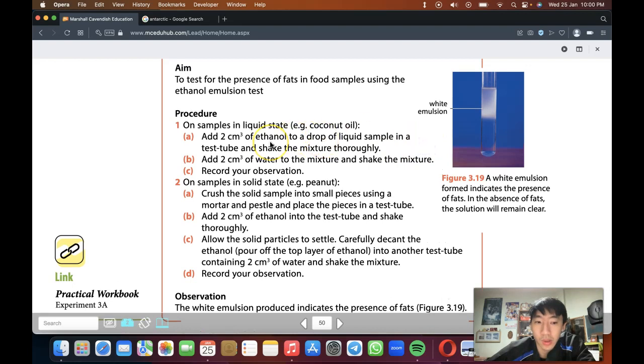So ethanol is a specific type of alcohol, similar to the wine or the beer that people drink, that is a kind of alcohol. In this case, ethanol, please don't drink it in the lab. It will do something when it mixes with the oil. If you record observation, what you will see is a white emulsion. I've been taught to write: a cloudy white emulsion is observed.